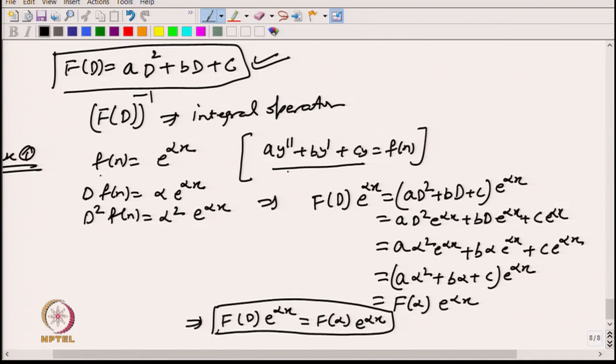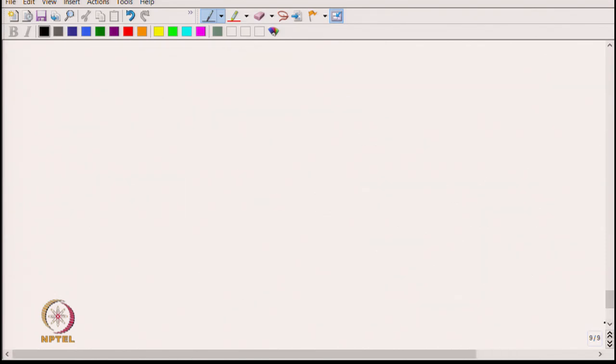Now, in this case I assume that f of alpha is not equal to 0, because it may happen that when I put alpha instead of D, this becomes 0. So, I am assuming that f of alpha is not equal to 0. Now I want to solve my differential equation and find my particular solution.